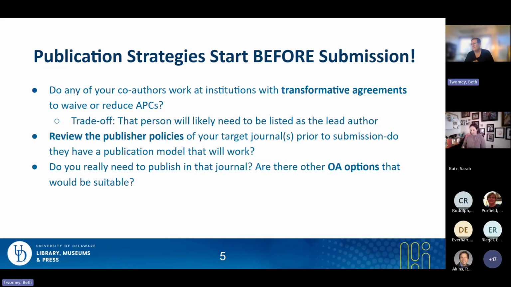And do they have a publishing model that is going to work and allow you to meet the terms of the grant? And I hate to say this, but do you really need to publish in that journal? Are there other options that would be more affordable for you? And that is a whole other question that is beyond my ability to address. For those of you at academic institutions with promotion and tenure processes, this is something to take up with your departments and with your faculty senate. Because there's definitely a lot of pressure to publish in certain journals. That is feeding into this, and publishers are aware of this, and they are taking advantage of this.